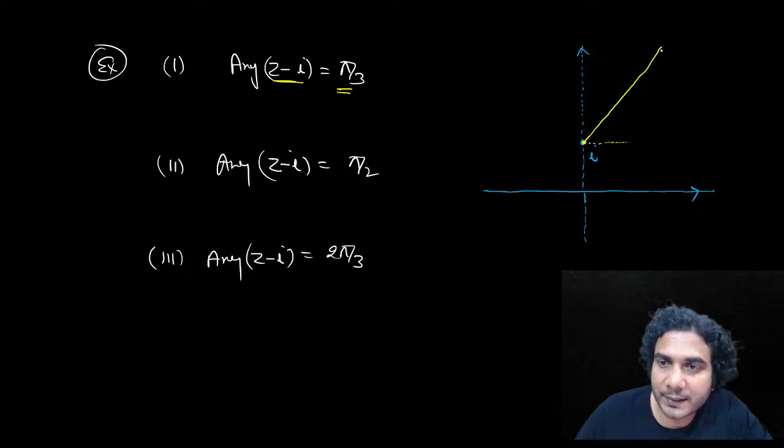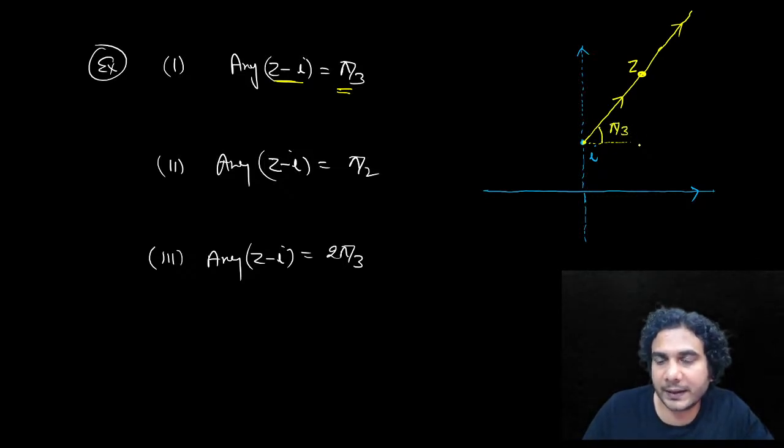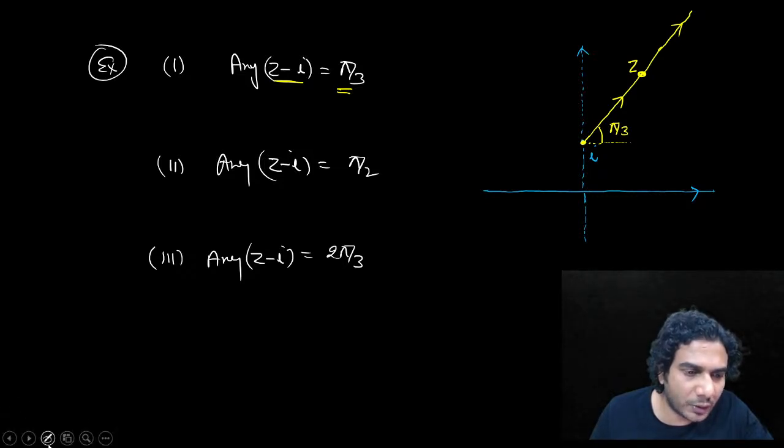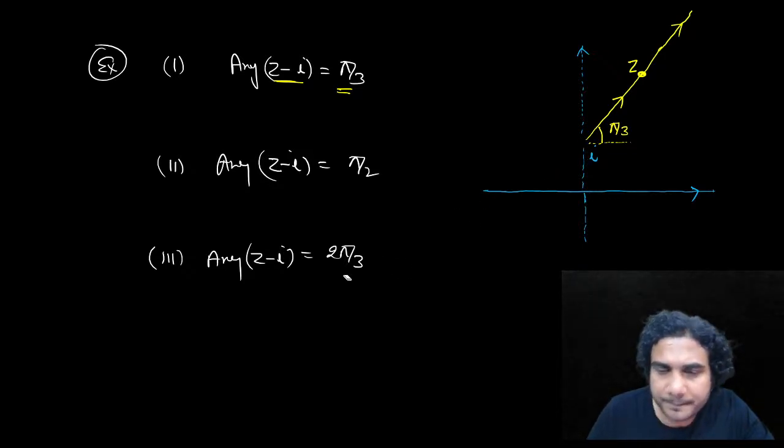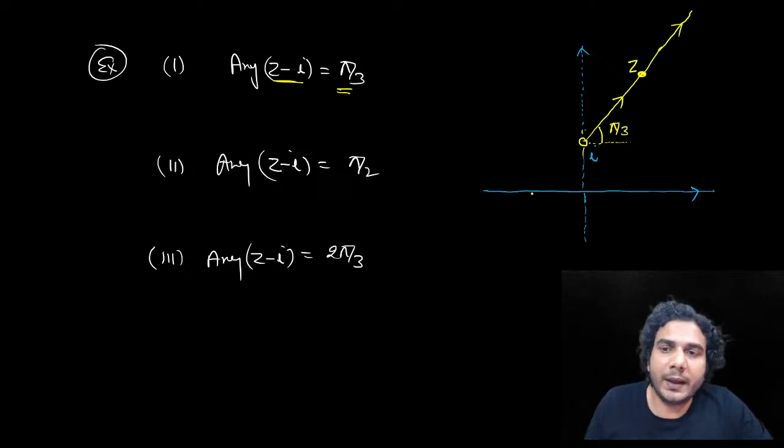So on this ray, or you can say a line, z will lie. You can take z anywhere on this line. That will be the direction, and this is the argument. This angle is pi by 3. So this is the locus. Have you got this point? And this iota will be excluded. z cannot be equal to iota, so that point will be excluded. Let me put an open circle here. So that is a ray emerging.